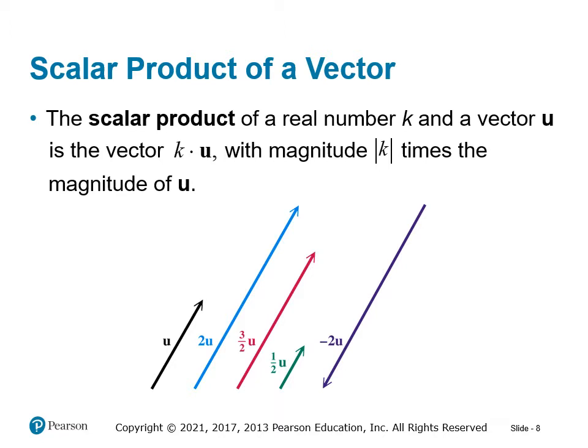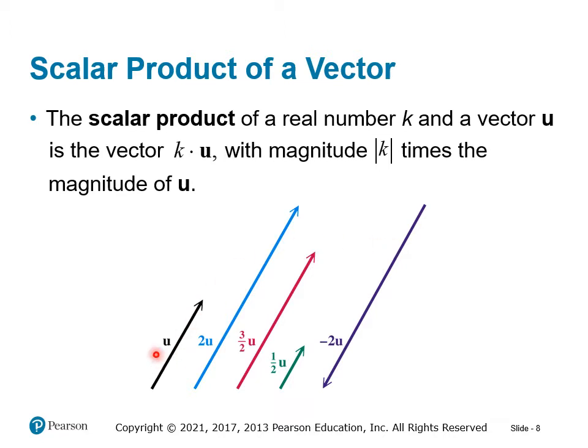Scalars we mentioned before with the vocabulary. The scalar product is just a real number times a vector. You multiply the scalar times the magnitude of the vector, and it's going in the same direction. This is pretty logical, right?